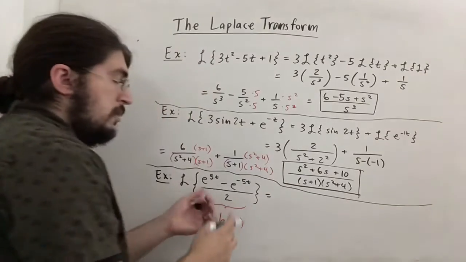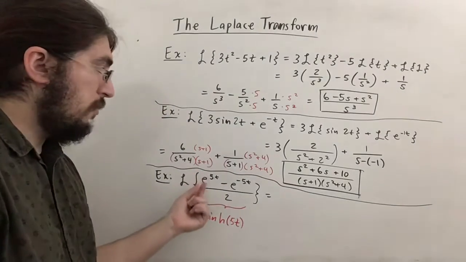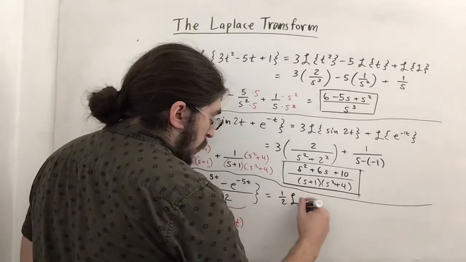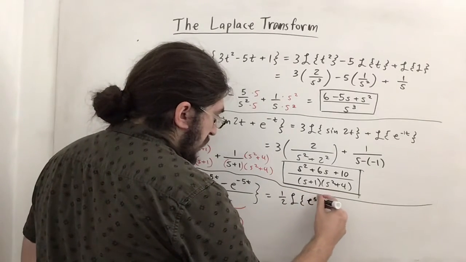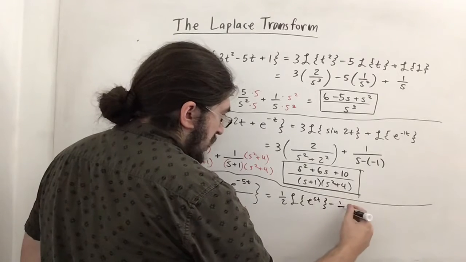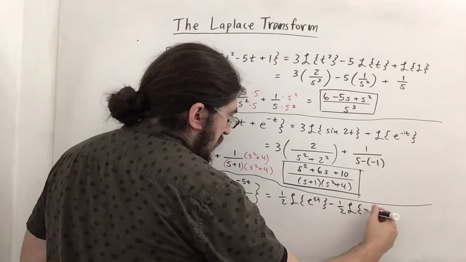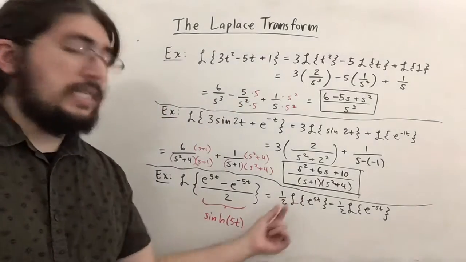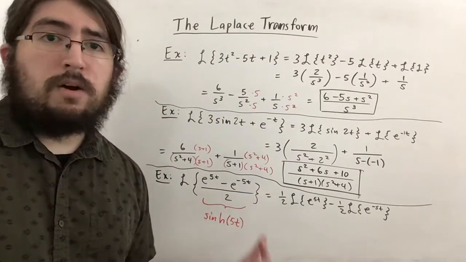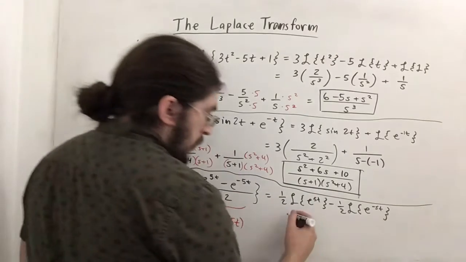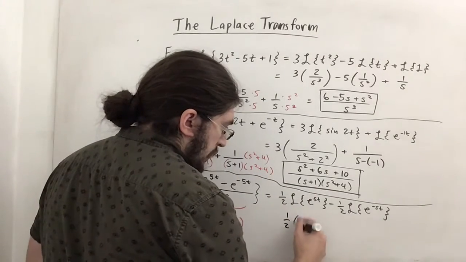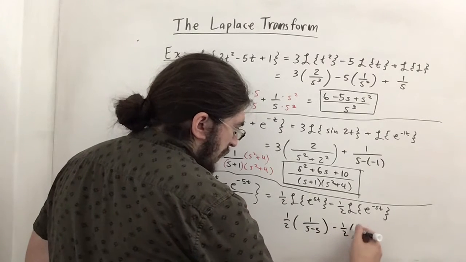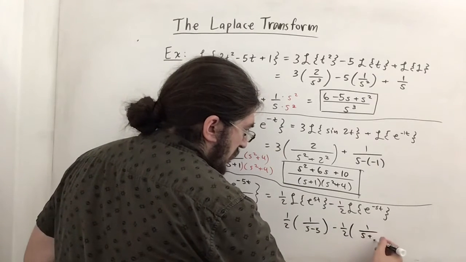Okay, so the first thing I'm going to do is split this up as 1/2 times the first one minus 1/2 times the second, and pull the 1/2s out. You get 1/2 times Laplace of e to the 5t minus 1/2 times Laplace of e to the negative 5t. This is pretty simple because it's e to the something times t, so it's just 1 over s minus that something. Here it's going to be 1/2 times 1 over s minus 5, and here it's going to be negative 1/2 times 1 over s plus 5.